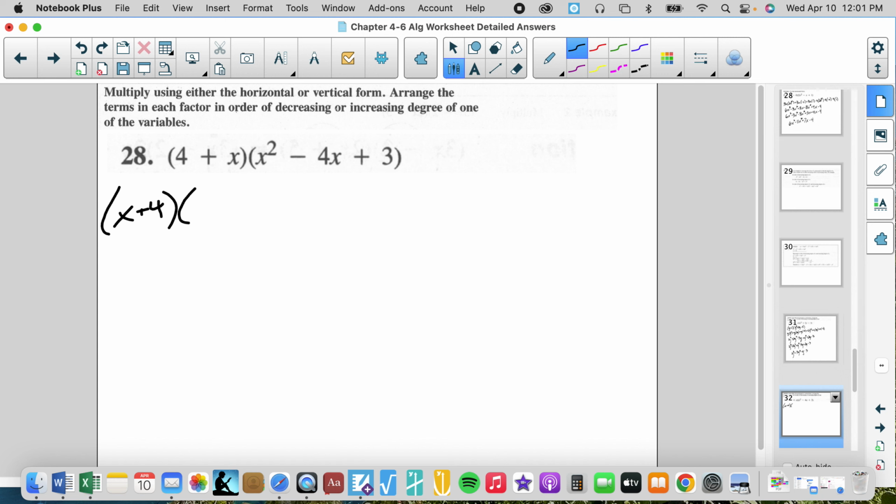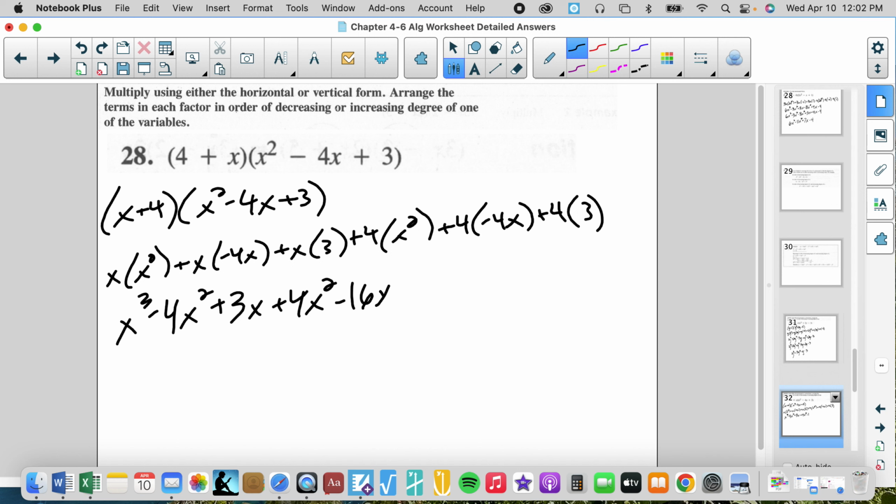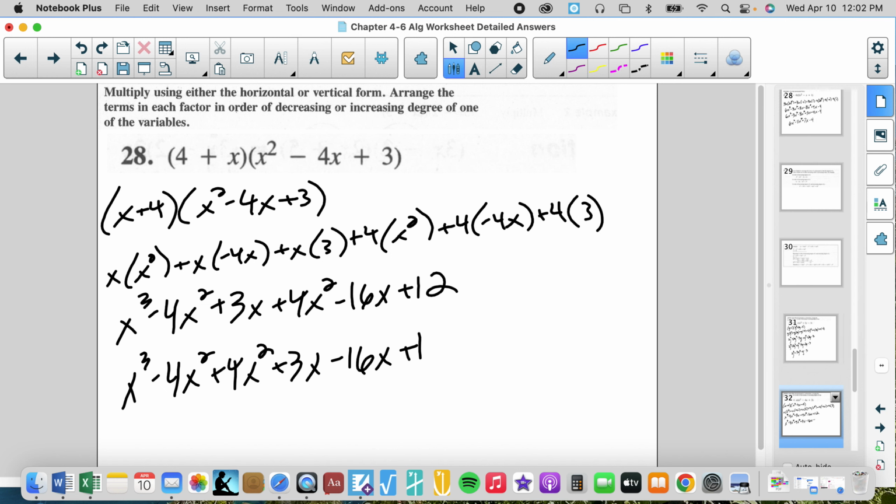X plus 4, x squared minus 4x plus 3 is in standard form already. We have x times x squared plus x times negative 4x plus x times 3 plus 4 times x squared plus 4 times negative 4x plus 4 times 3. X to the third minus 4x squared plus 3x plus 4x squared minus 16x plus 12. Woo, baby! X to the third minus 4x squared plus 4x squared plus 3x minus 16x plus 12.